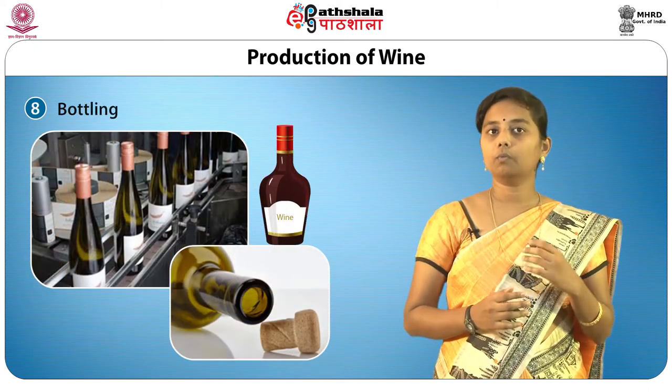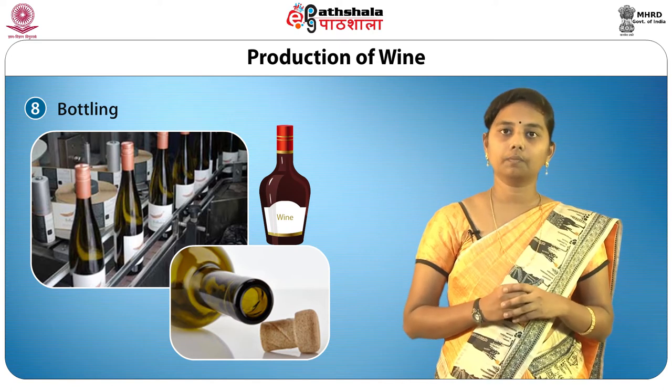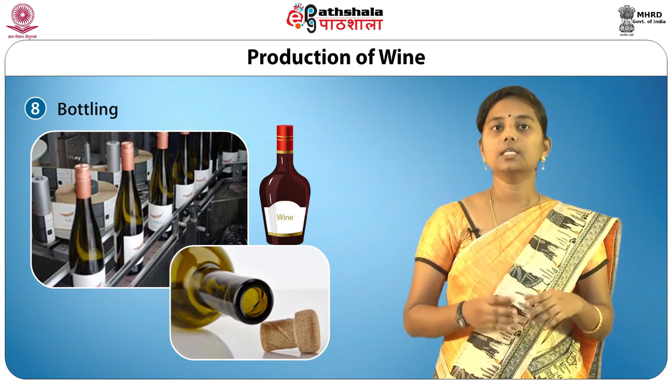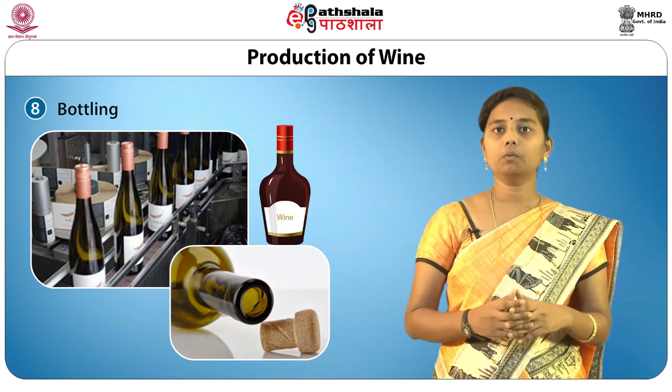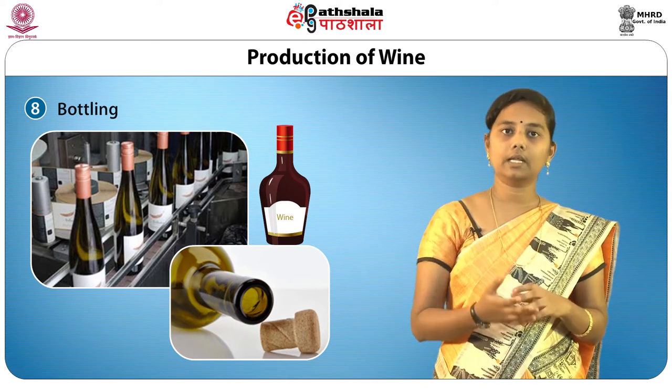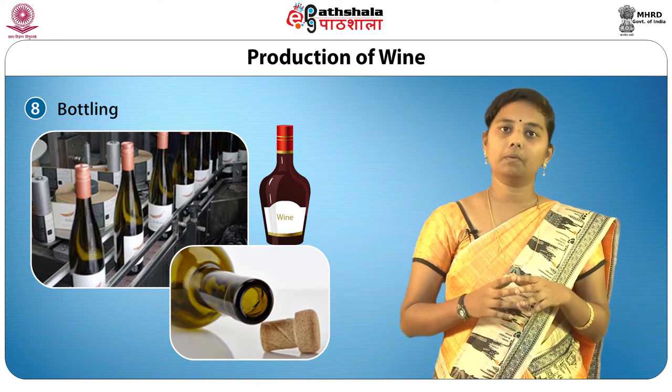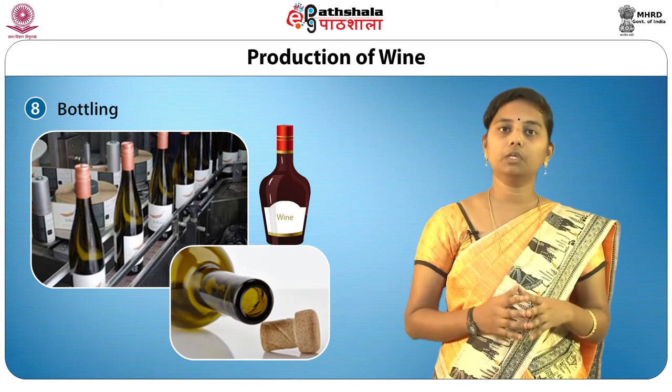The traditional wine bottles are sealed with cork. Closure types such as synthetic corks and screw caps are currently used. Before bottling of wine, sulfate is added to prevent unwanted fermentation and to preserve the wine.